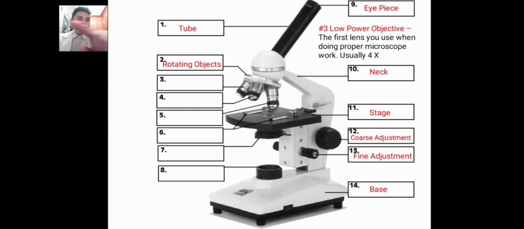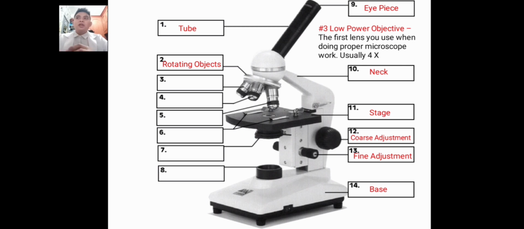And next po is the low power objectives. Yan po, makikita na po natin dito yung parts ng objectives. The first lens you use when doing proper microscope work, usually 4 times. That is the common objectives we use. Yan po.